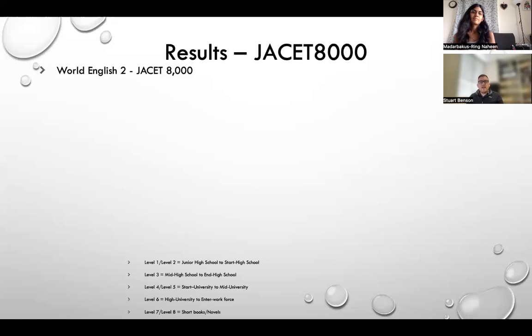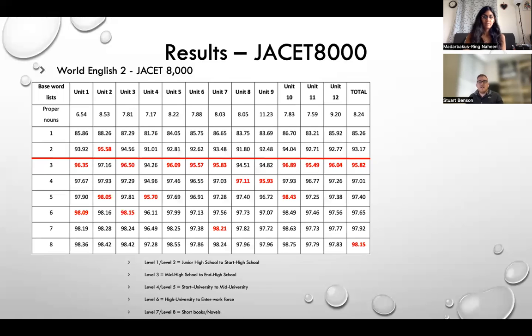So now we analyzed the textbooks using the JACET 8000, the context-specific word list. This is a bit different to the BNC/COCA. The levels are ranged for the level of their education. As you can see at the bottom, level 1 and level 2 are for junior high school students, all the way up to level 8, where this is short books and novels, and this is basically their fluent level. So we're trying to aim for level 4, level 5, so start of university, mid-university, where these textbooks were actually used at the tertiary level universities.